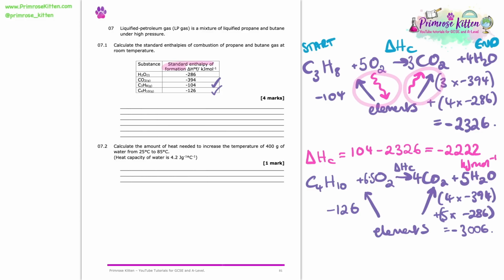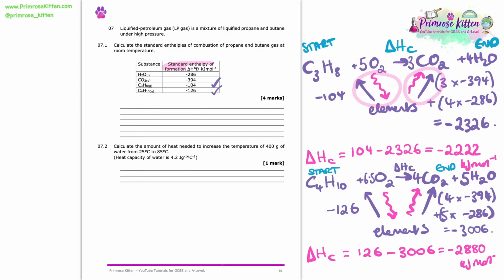So same as before, we need to find the enthalpy change of combustion. So looking at this, we're starting over here and ending over here. So we can go this route because Hess's law states that the enthalpy change is the same regardless of the route taken. I can see here that my enthalpy change of combustion for butane is going to be equal to 126 minus 3006. And that gives me minus 2,880 kilojoules per mole. So there we are. We have our enthalpy change of combustion of both propane and butane.